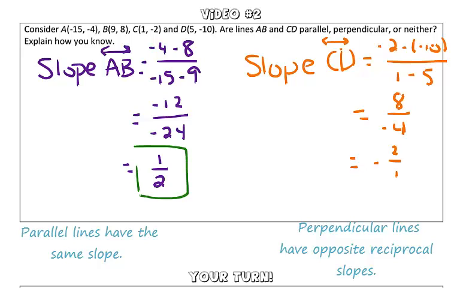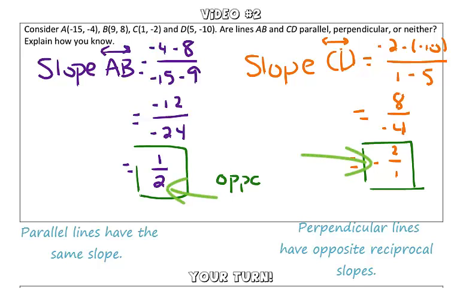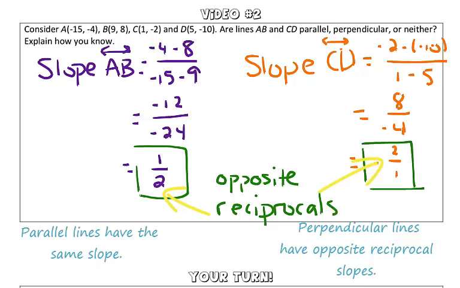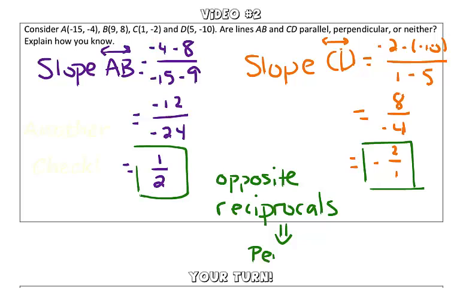So taking a look at these two slopes, we have slope of AB is positive 1/2 and slope of CD is -2 over 1. Well, the signs are opposite of each other. One is positive and one is negative. So these slopes are opposite of each other. And we can also see that 1/2 is the reciprocal of 2 over 1, or we switch the placement of the numerator and the denominator. So these are both opposite reciprocals of each other. Therefore, these lines are perpendicular.